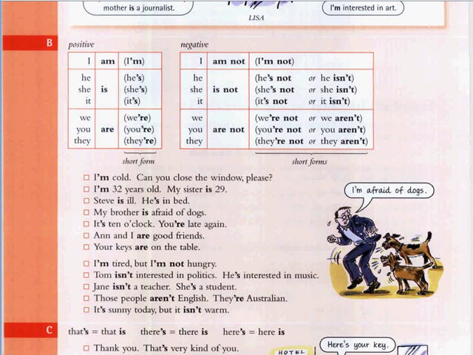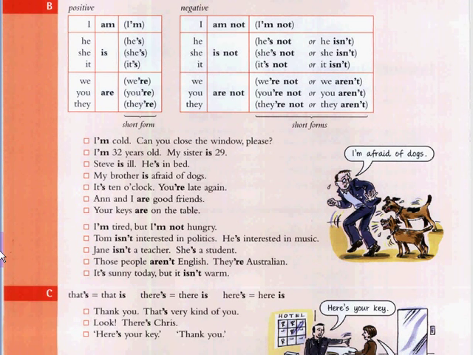Now, also remember that you can use is with the word that, making it that is, and the word there, making it there is, or of course the short form there's, and here, which makes it here is.